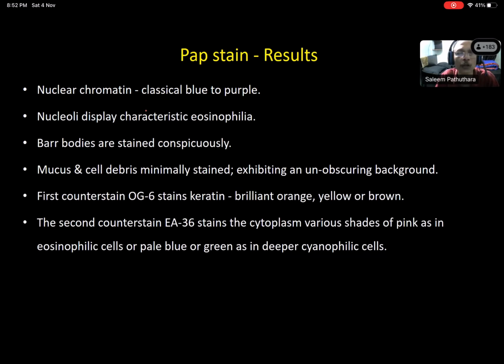Nuclear chromatin will be stained classical blue to purple. Nucleoli display characteristic eosinophilia. Barr bodies are stained conspicuously. Mucus and cell debris are minimally stained, exhibiting an unobscuring background.